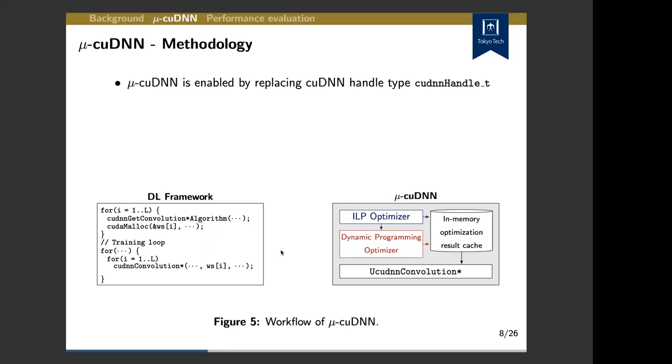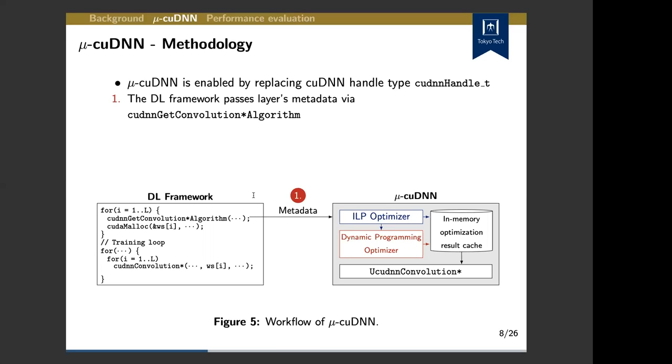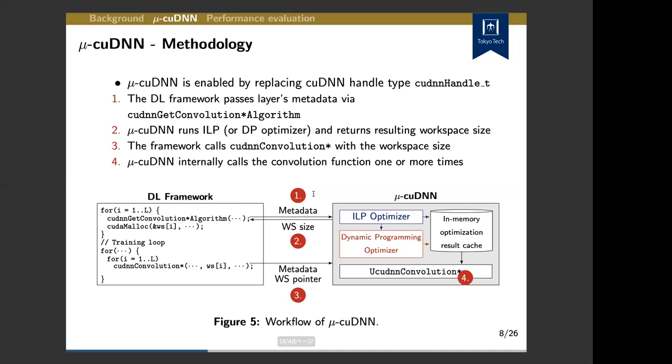So we define a MicroQDN handle class, and when the cuDNN handle in the framework is replaced with the MicroQDN handle, the framework calls overloaded functions to run optimization in the MicroQDN library. So yeah, the framework transparently calls MicroQDN without knowing its algorithm, and MicroQDN calls cuDNN inside of it.